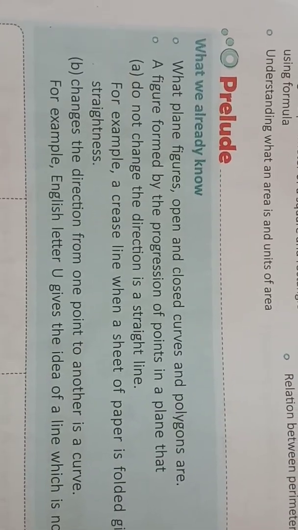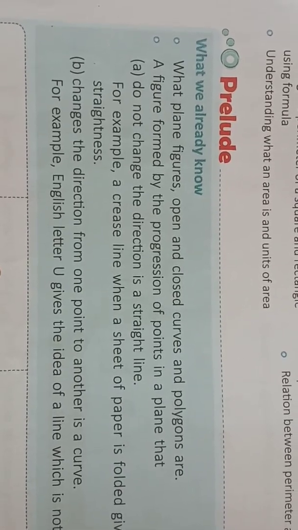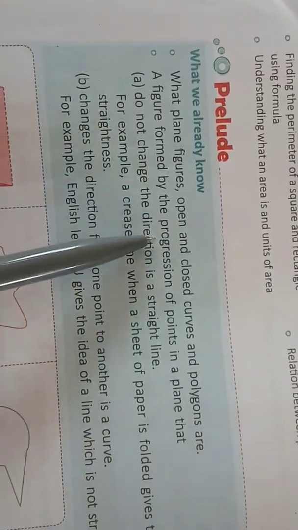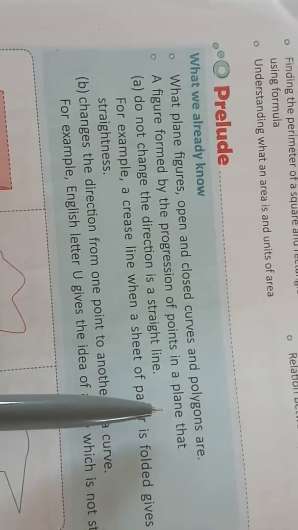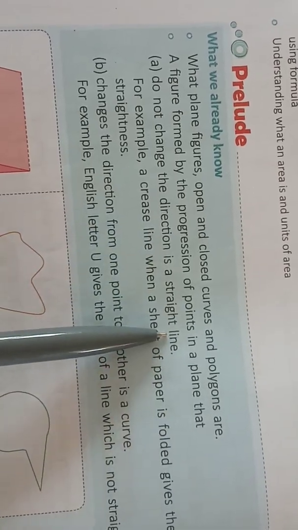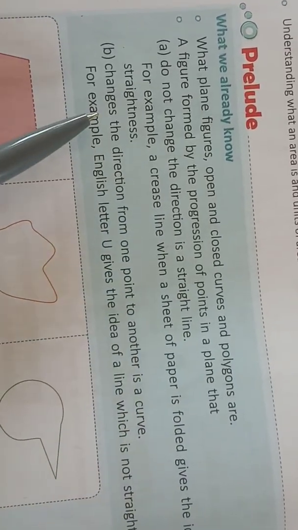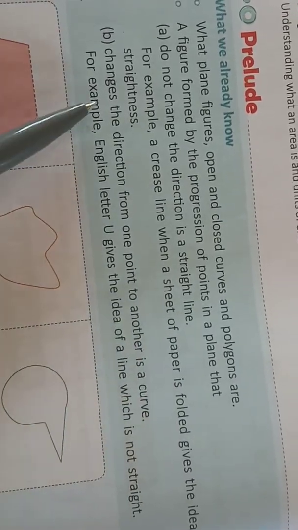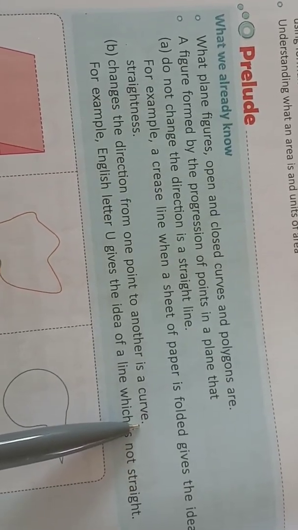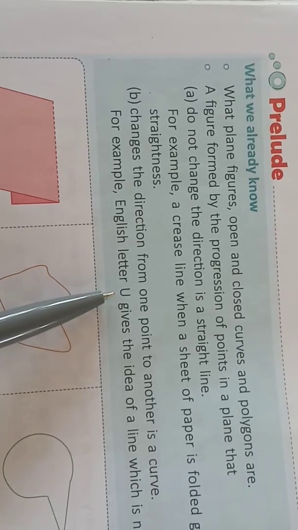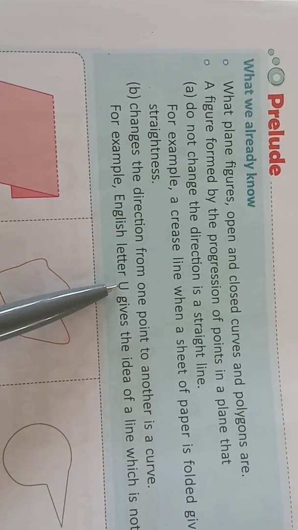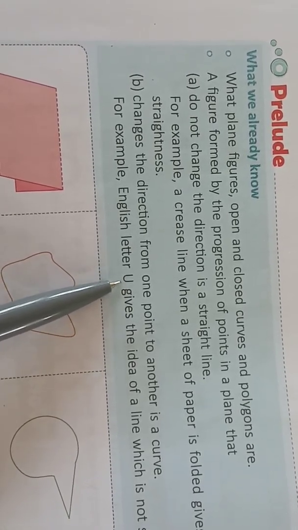Now we talk about polygons. Polygons are simple closed figures made up of line segments only. Now children, a figure formed by the progression of points in a plane that do not change the direction is a straight line, a collection of points. And when the points change direction from one point to another, then it forms a curve. So children, here you can see the English letter U. It's an example of a curve.